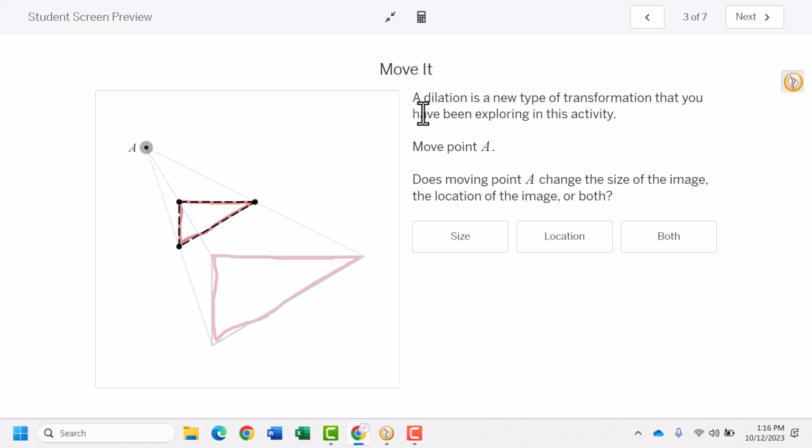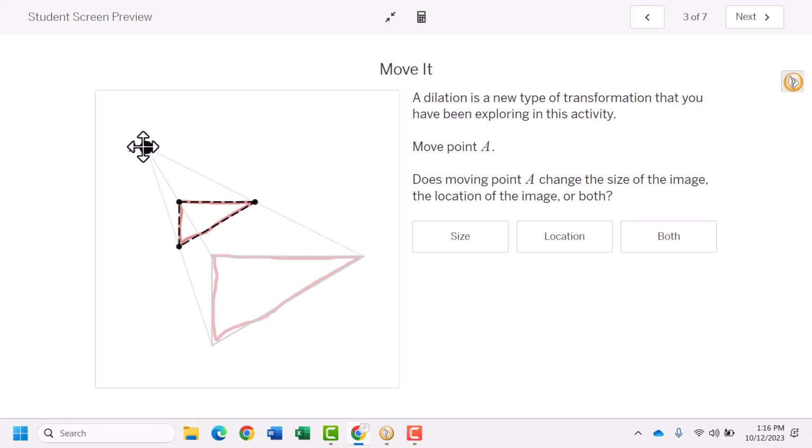Let's go ahead and see if that's correct. So it says a dilation is a new type of transformation that you've been exploring in this activity. If we move point A, that center of dilation, does moving it change the size of the image, the location of the image, or both?